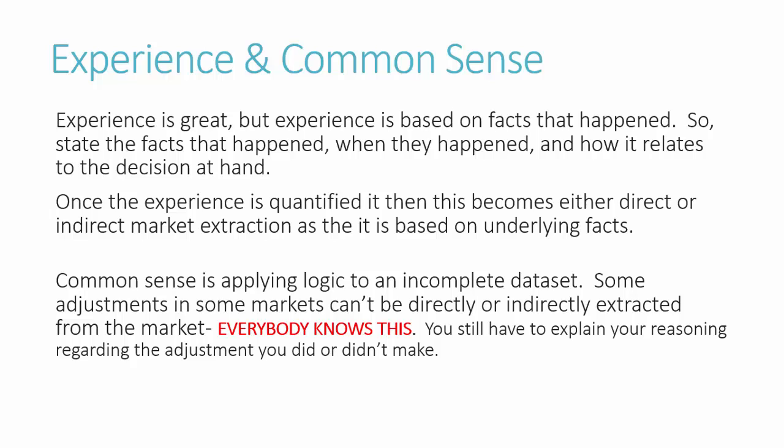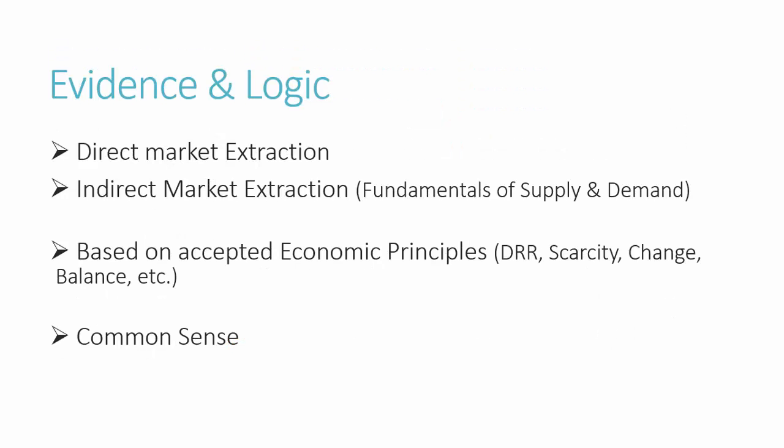Now let's talk about experience and common sense. They're really two different things. Experience is great, but experience is based on something that happened. It's a fact that happened. So if the appraiser states the things that happened, the facts that happened, when they happened, and how they relate to the decision at hand, then the experience actually goes back up, and now it's going to either be direct market extraction or indirect market extraction.